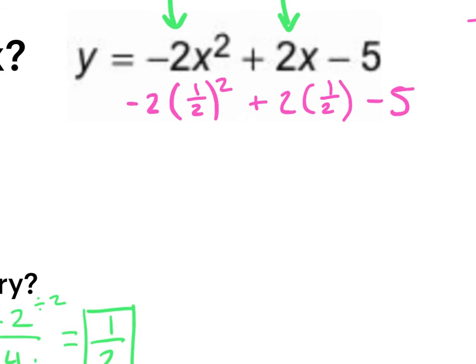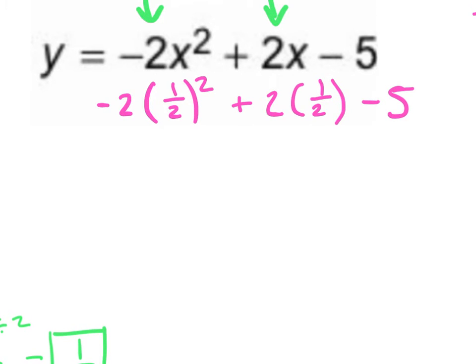Alright, so according to PEMDAS, what should we do first? Do we have any math going on inside the parentheses? The parentheses are just holding our numbers there, so we don't have any math going on. We need to do the exponents. So what is 1/2 squared? Awesome, 1/4. So just think about it as 1/2 times 1/2. Multiply the tops, multiply the bottoms, we get 1/4. So this is negative 2 times 1/4.